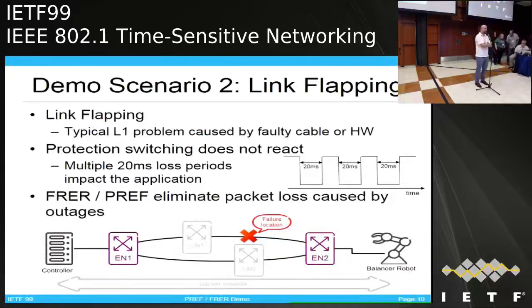Okay, so this is the link flapping without the replication elimination. That's not any better than the simple failure was. So let's see it with the frame replication and elimination. So multiple failures or multiple link downs, as illustrated in the figure.